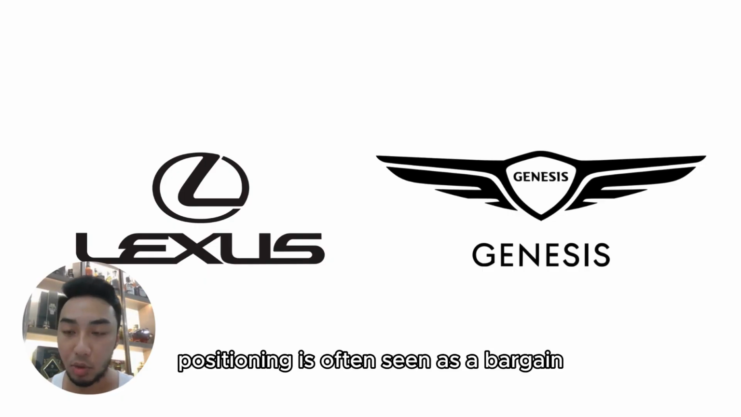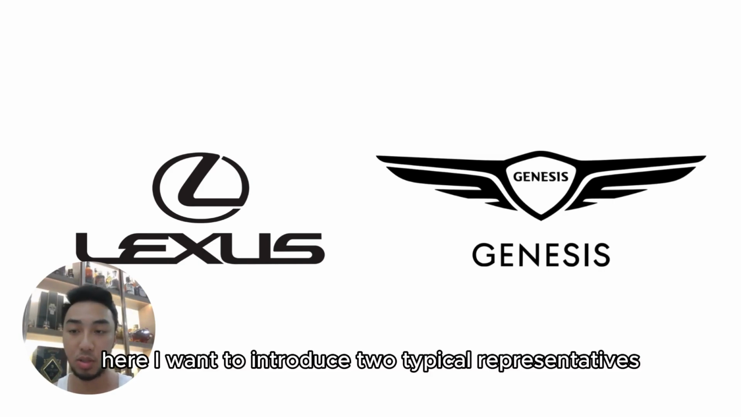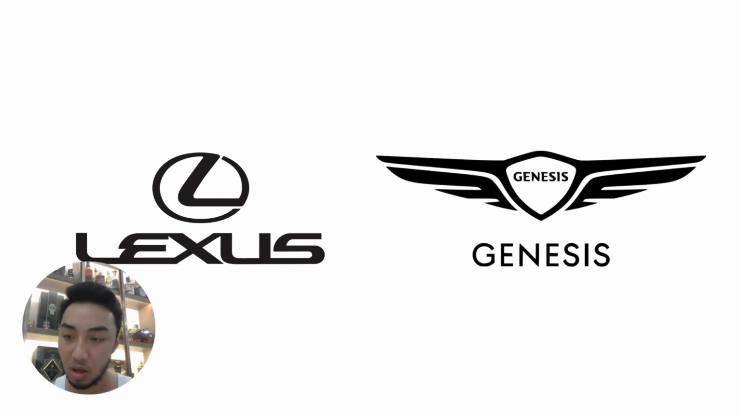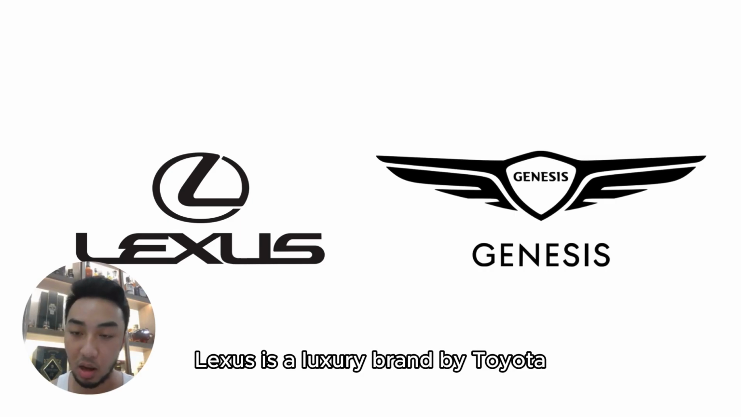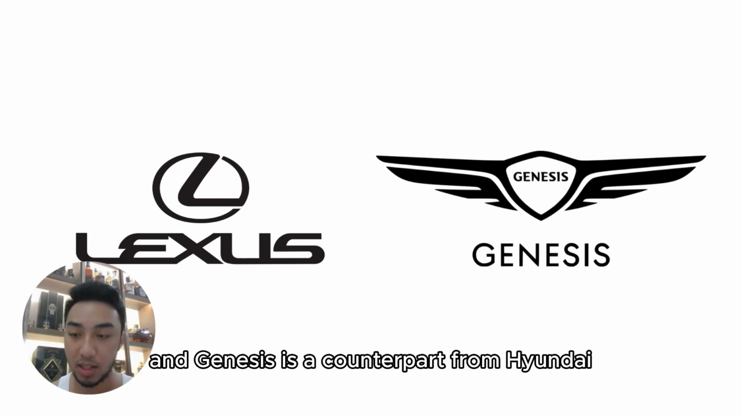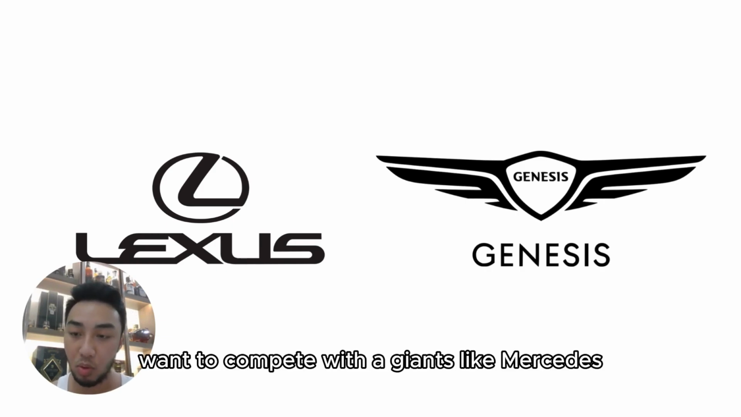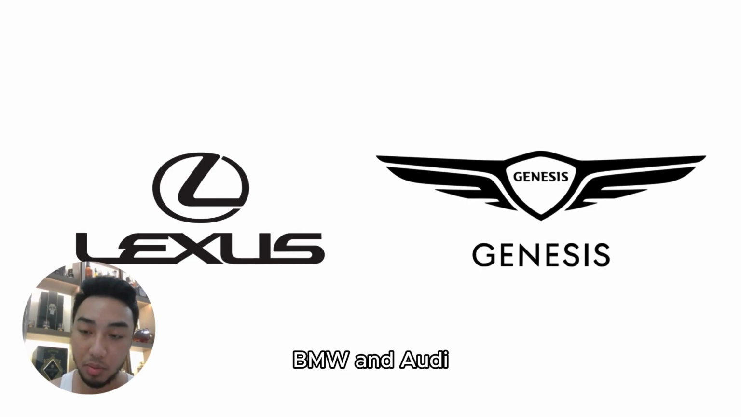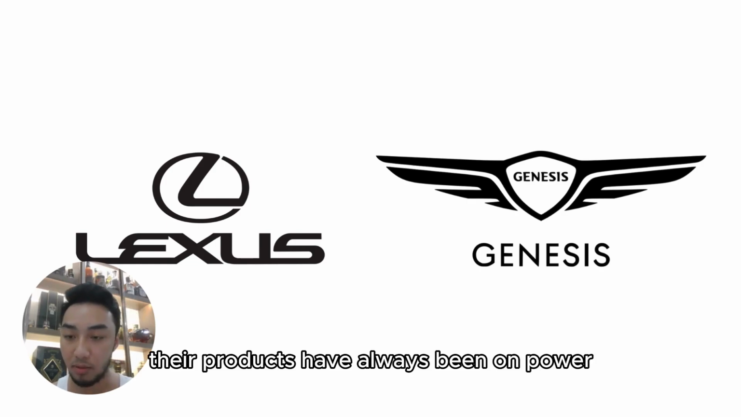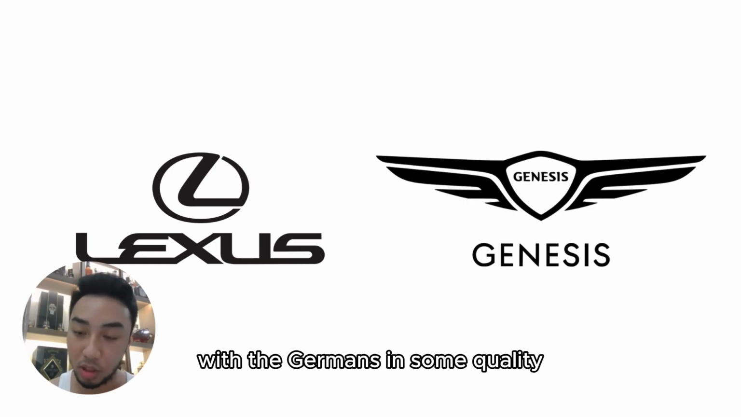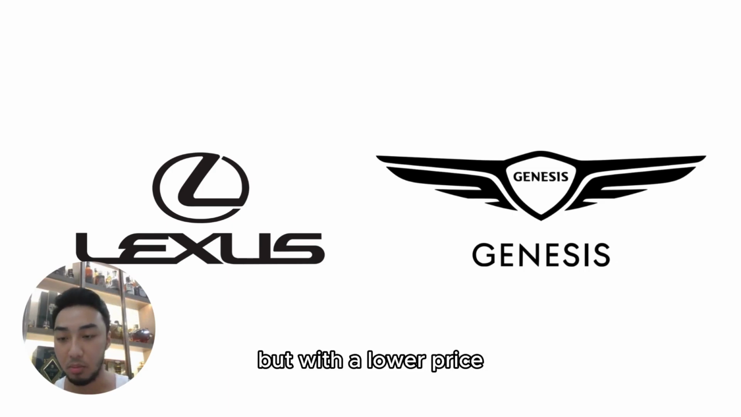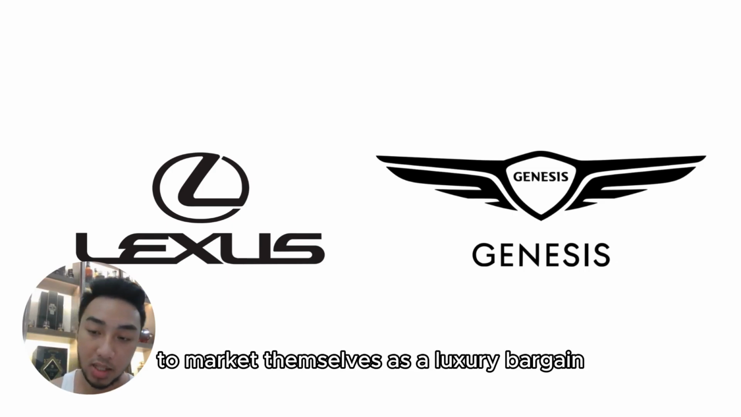The same for less positioning is often seen as a bargain. Here, I want to introduce two typical representatives. A quick background: Lexus is a luxury brand by Toyota, and Genesis is a counterpart from Hyundai. Both of these brands want to compete with the giants like Mercedes, BMW, and Audi. Their products have always been on par with the Germans in terms of quality, but with a lower price to market themselves as a luxury bargain.